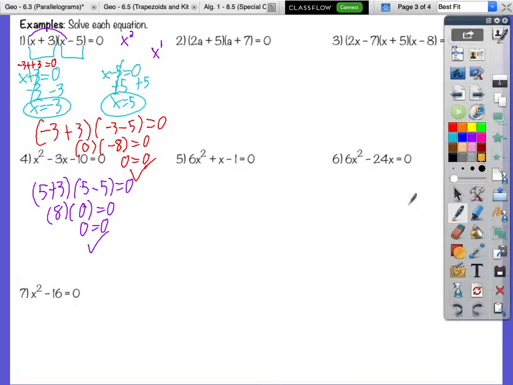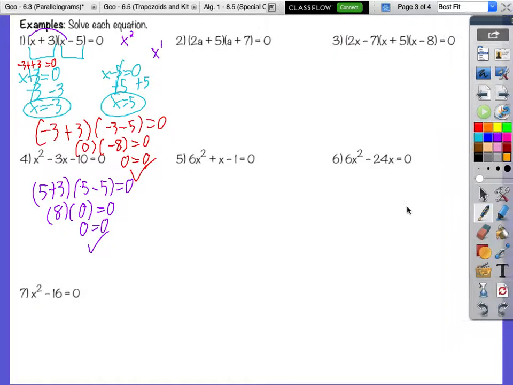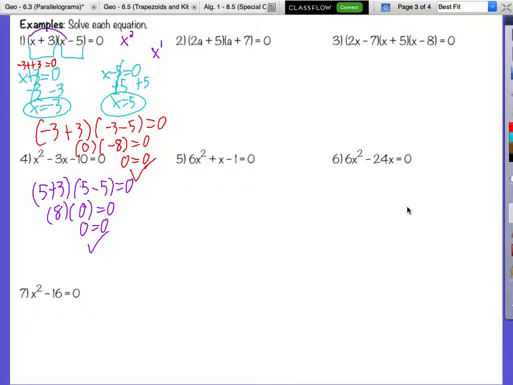Let's go through the second one here. So 2a plus 5 and a plus 7 equals 0. Do we have multiplication on this left side? Yes, we do have multiplication on the left side. Those two parentheses are multiplying with each other. And does that multiplication equal 0? Yes. So that means at least one of those factors has to be 0, correct? So we're going to set them both equal to 0 because that will give us our two different solutions. So our first one will be 2a plus 5 is equal to 0.